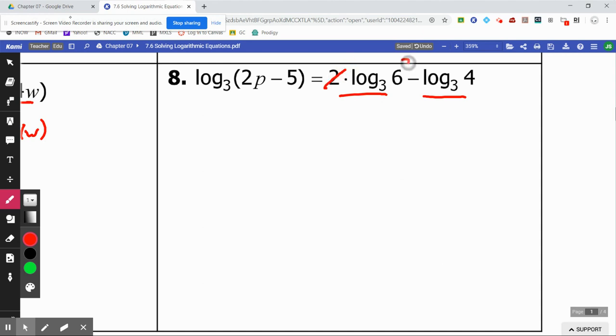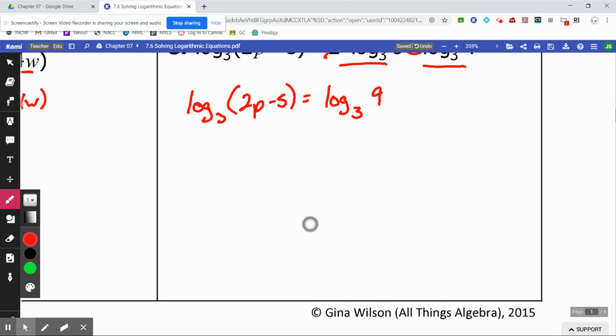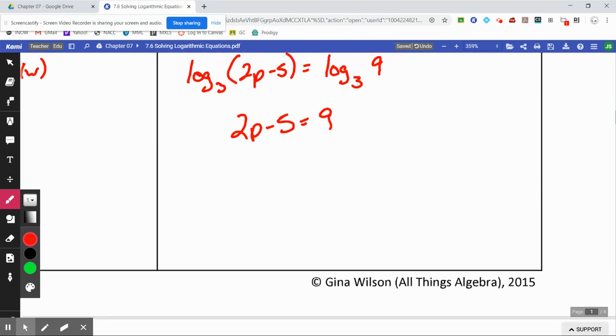Next up, you have a couple of things to clean up over here. Let's move our 2 to the exponent. So now you have log base 3 of 2p minus 5 is equal to 6 to the second, that would be 36. So you now have log base 3 of 36 over 4 because of the subtraction. We know that we can write 36 over 4 as 9. So you have log base 3's on both sides, so we can get rid of the log base 3's and simply set 2p minus 5 equal to 9. Add the 5, divide by 2, and that gives you p is 7.